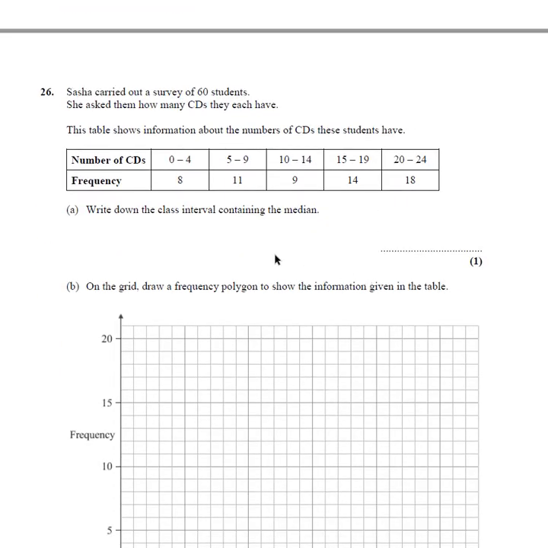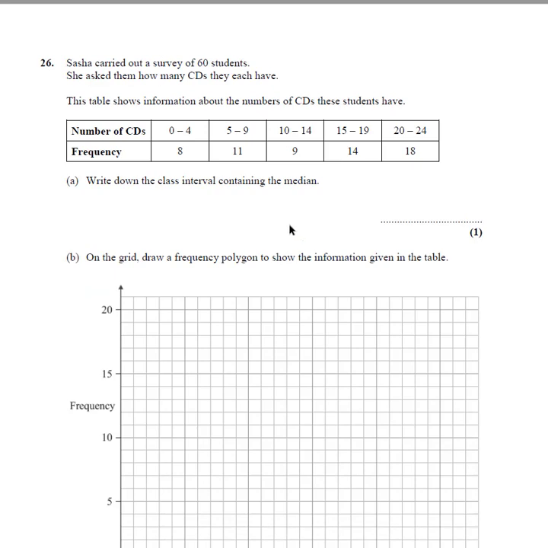Sasha carried out a survey of 60 students. She asked them how many CDs they have. This table shows the information. Write down the class interval containing the median. Well, there's 60 students, so where will the median be? What number would be the middle person, or the median position?